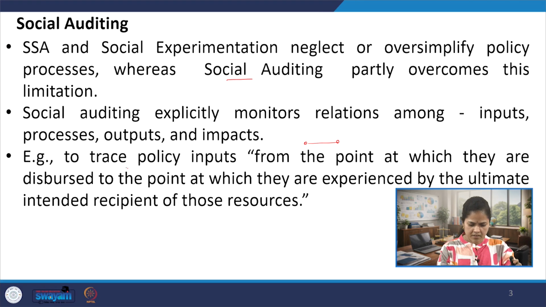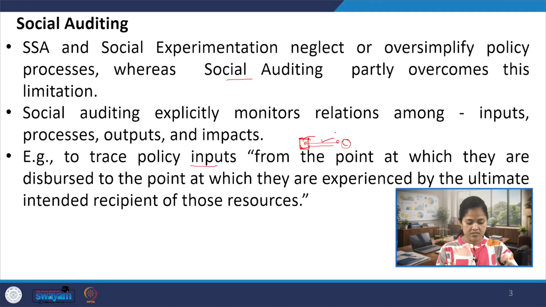Generally, when we say policy inputs are initiated, that means where the issues are identified, from there we monitor how the issues are still there, or how the issues are being addressed. Policy monitoring happens during policy implementation, and this process continues till the end point. The end point means how the changes are occurring right after the policy implementation.